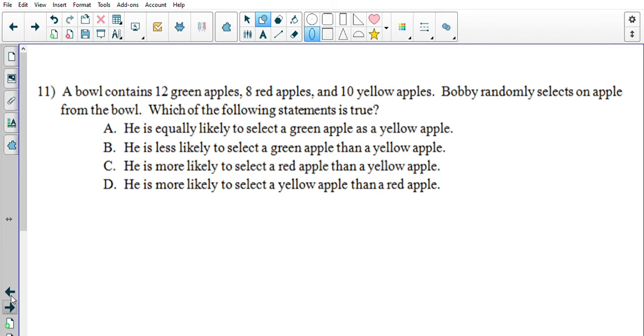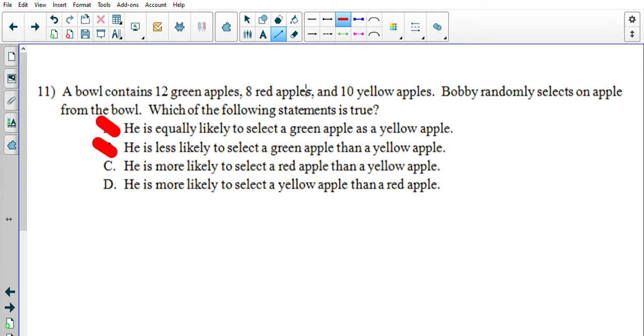Letter A. He is equally likely to select a green apple as a yellow apple. Well, we have 12 green apples and 10 yellow apples, so it's actually more likely to select the green apple than the yellow apple. So we can eliminate choice A. B. He is less likely to select a green apple than a yellow apple. Well, we just said it's actually more likely since there's more green apples. Eliminate that.